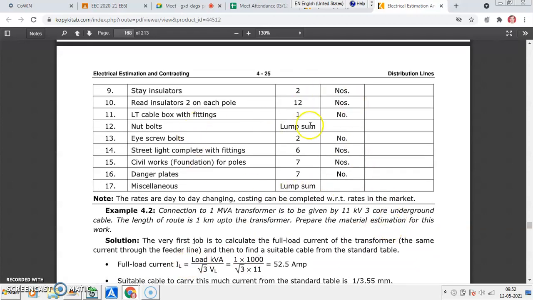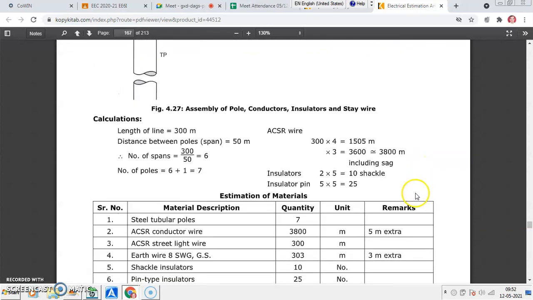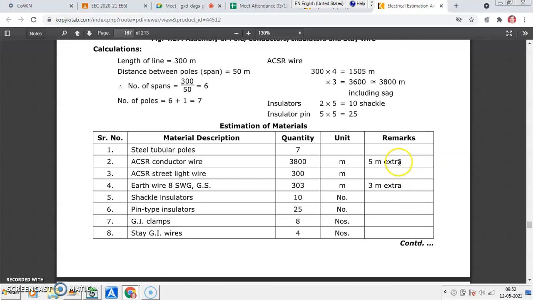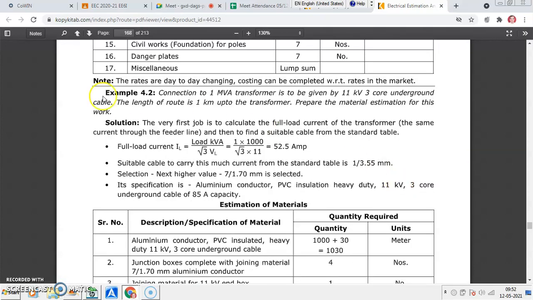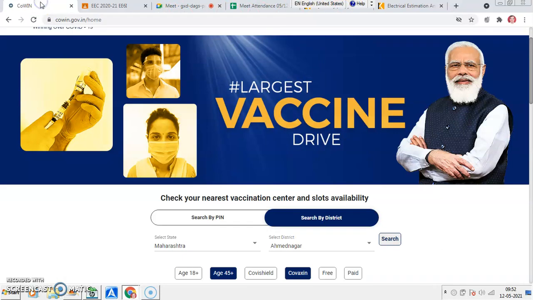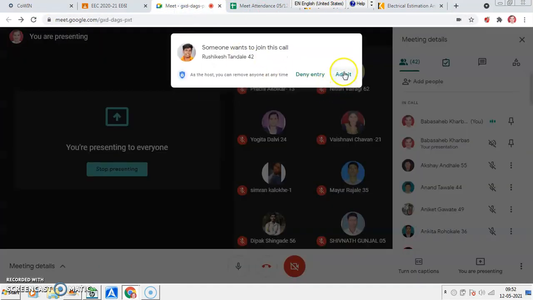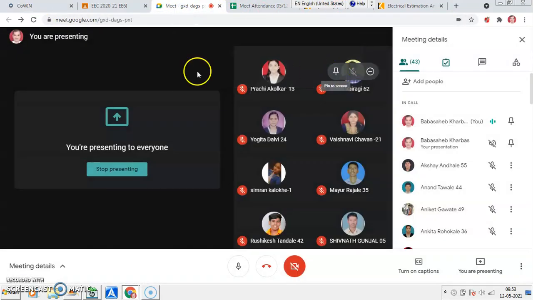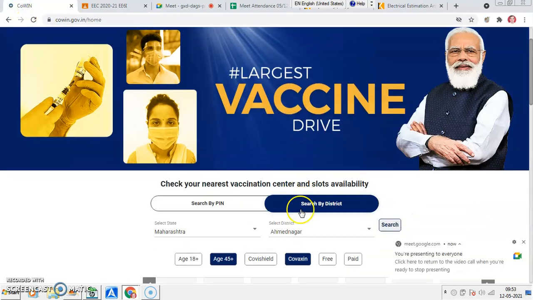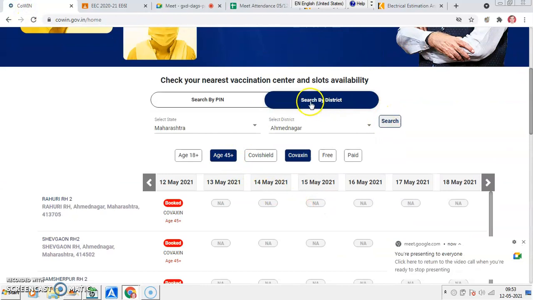So like this you can do. You may have any remark, you can write it over here. So like this you can do the estimation of the material part, particularly the street light for 300 meter run of the distribution line in the city. It is given. Any doubt?